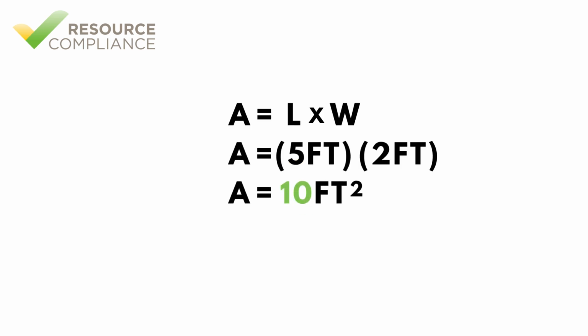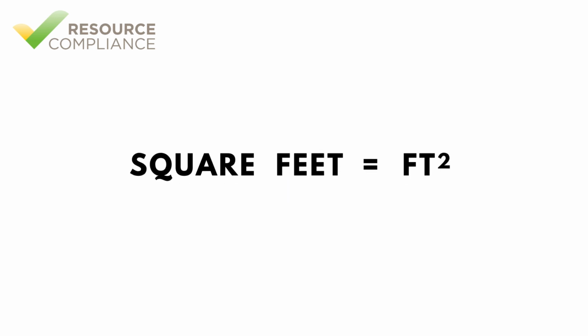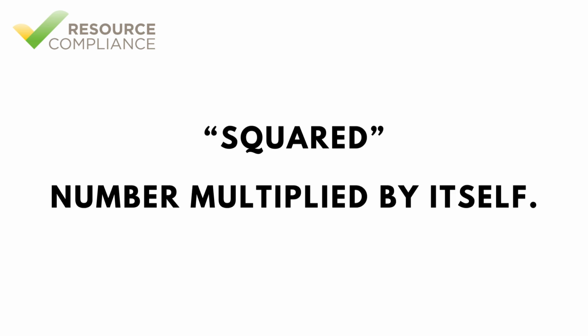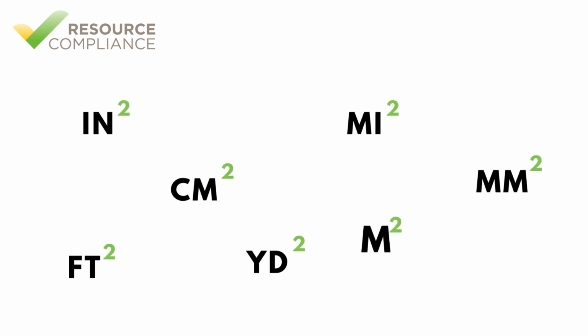When calculating area, the final answer must include the correct units. A common unit of area is square feet, which is typically written like this. The 2 is displayed as an exponent, which in math language means that the number has been squared. The term squared means that the number has been multiplied by itself. For example, 4 squared means 4 times 4, which equals 16. Square inches, square miles, and square meters are other common units of area measurement.